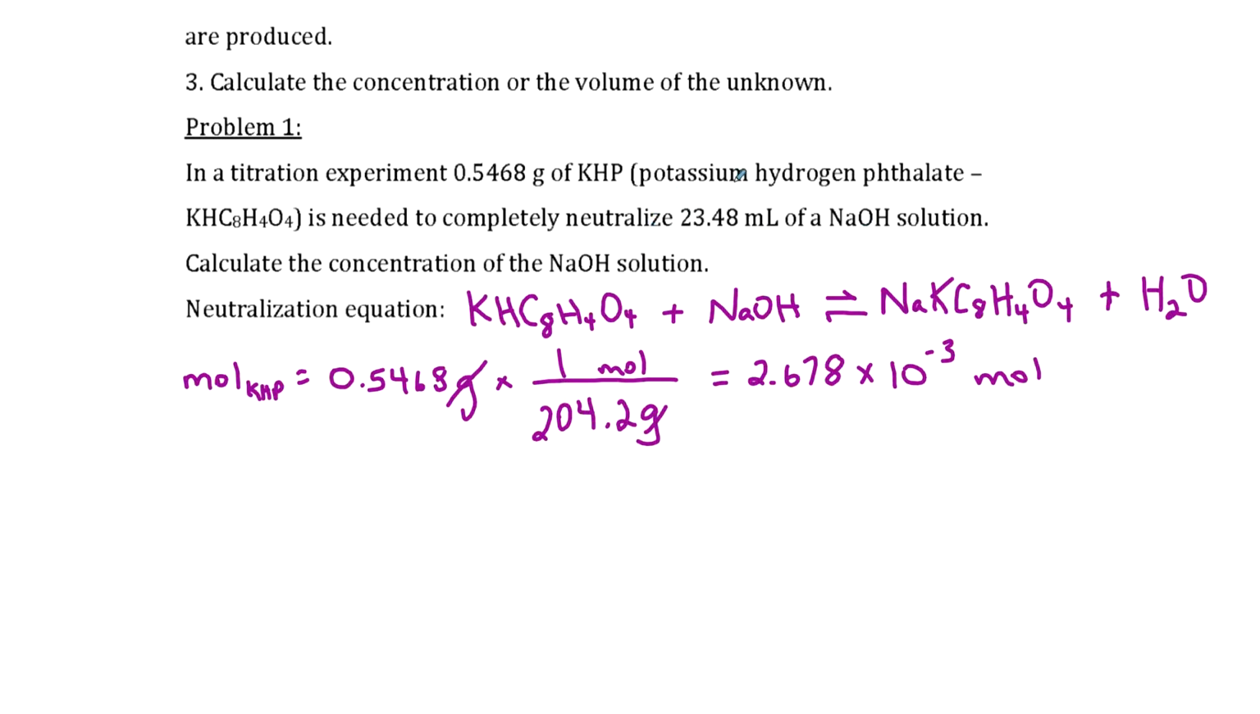We want to get from that to moles of the base, because once I have moles of the base, I also then have volume of the base, and if I have moles and volume, I can calculate concentration. So let's write it like this. Moles of NaOH are equal to, I can take the moles of the acid that I just calculated, 2.678 times 10 to the negative 3 moles of KHP, and I can use the mole ratio here.